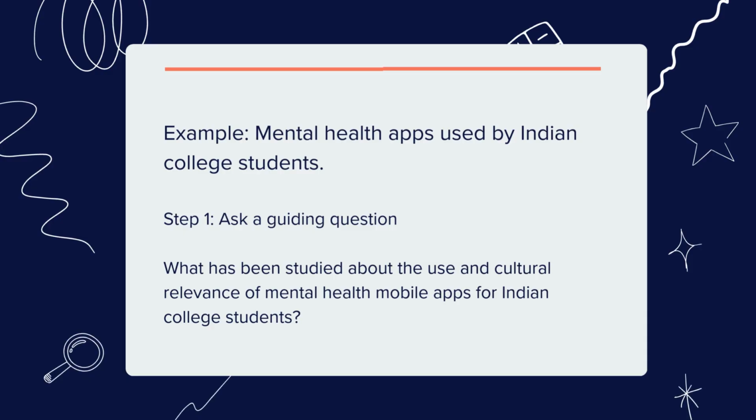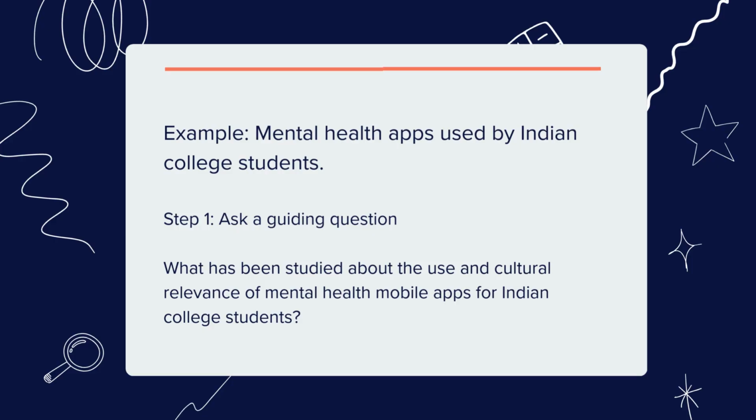Let's take an example. Suppose you're interested in mental health mobile apps used by Indian college students. You're not trying to prove whether these apps work or not. You just want to explore what has already been studied, who has been studied, what theories, methods, and tools were used. This is where a scoping review becomes your best friend.